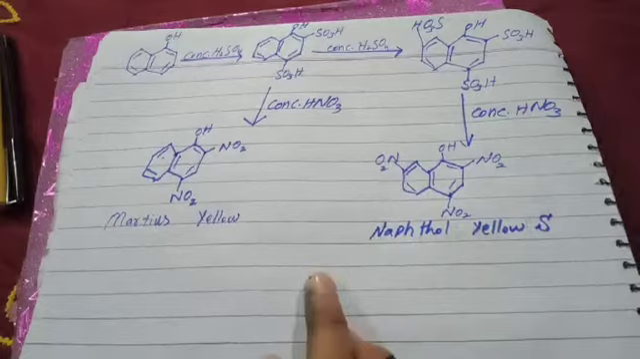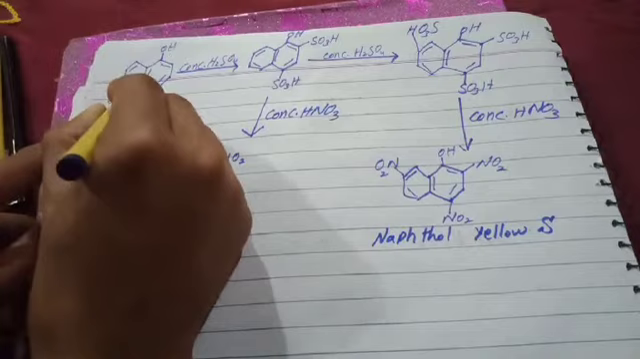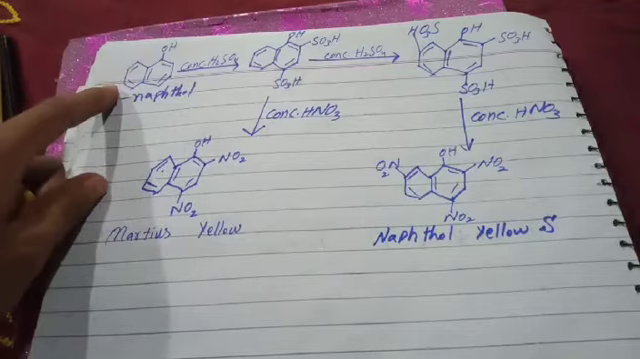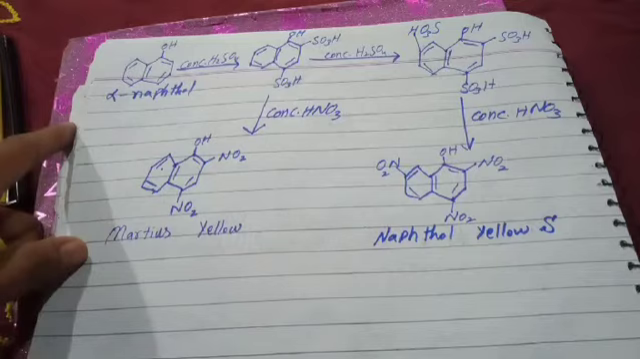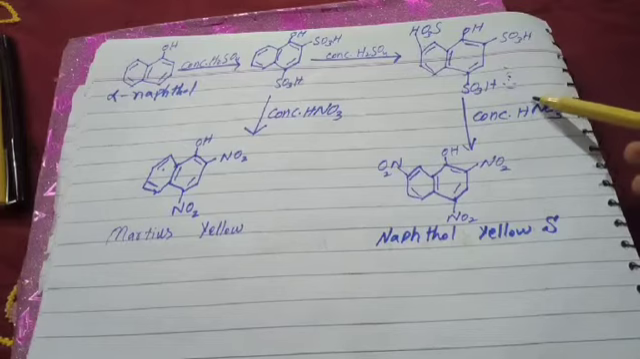Synthesis scheme of Martius yellow and naphthol yellow S. First, this is the alpha naphthol. Alpha naphthol in the presence of concentrated sulfuric acid gives the alpha naphthol 2,4 disulfonic acid, and this gives alpha naphthol 2,4,7 trisulfonic acid, and this gives Martius yellow and naphthol yellow S.